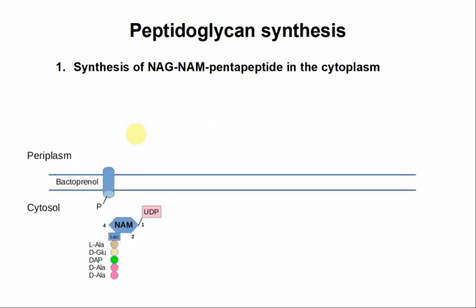Now, let's have a look at the different steps in the synthesis in more detail. So bacteria start off by synthesizing N-acetylmuramic acid coupled to uridine diphosphate in the cytoplasm, and the 5 amino acids of the pentapeptide get attached to this lactoyl group, which is at position 3 of the N-acetylmuramic acid sugar. So never forget, okay, the peptide part is attached to the NAM, N-acetylmuramic acid, not to the NAG.